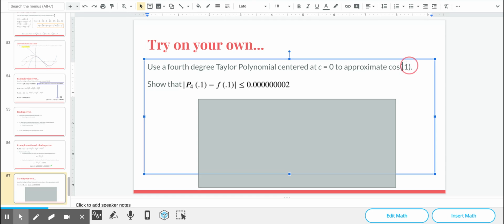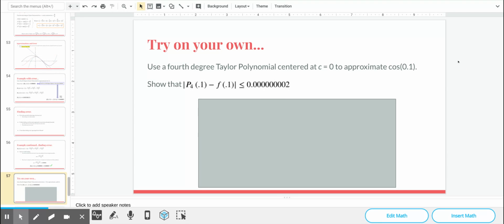All right, so let me just put a 0 in here just so you see that. It's 0.1. And then furthermore, I want you to show that the approximation using the fourth degree Taylor polynomial minus the actual function evaluated at 0.1 is less than this decimal. Okay. Pause the video, give it a shot.